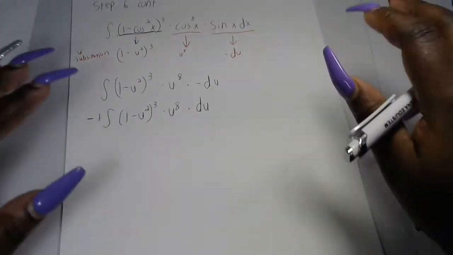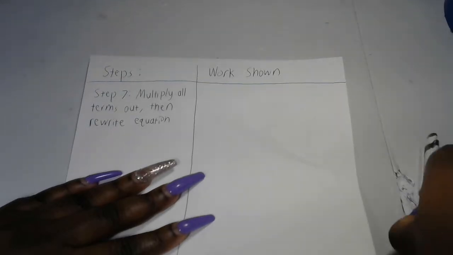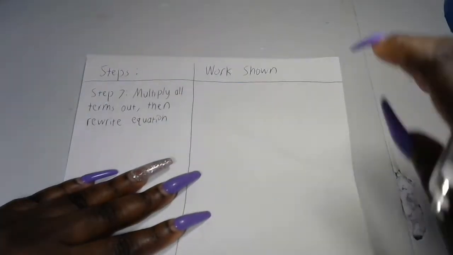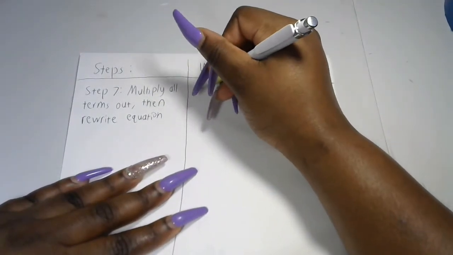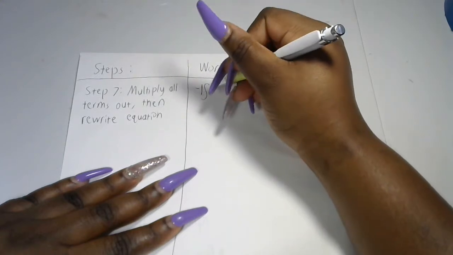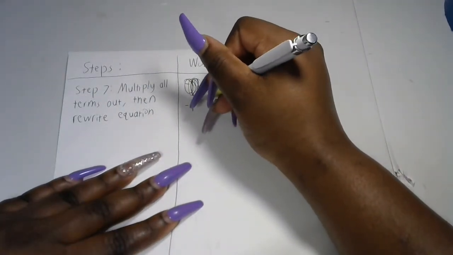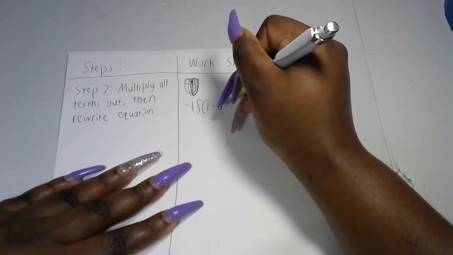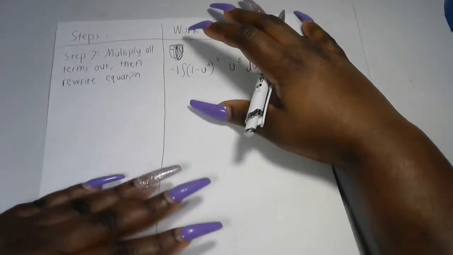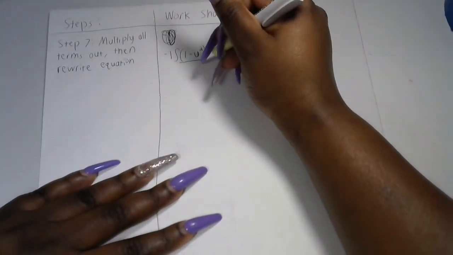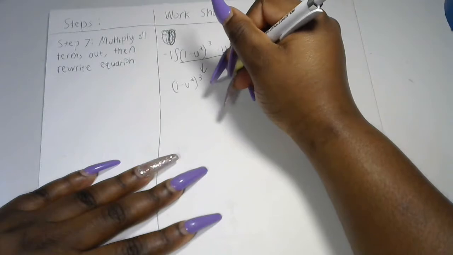All right, so let's keep going. For step 7, we're going to multiply all the terms out and then rewrite the equation. When I say multiply all the terms out, I mean all the terms in the integrand. So what we had so far was negative 1 times the integral of 1 minus u squared cubed times u to the 8th du. We're going to get back to the negative 1 later, but for now, let's just focus on the integrand right here. So we got 1 minus u squared, all of that cubed, times u to the 8th, and that's the integrand.